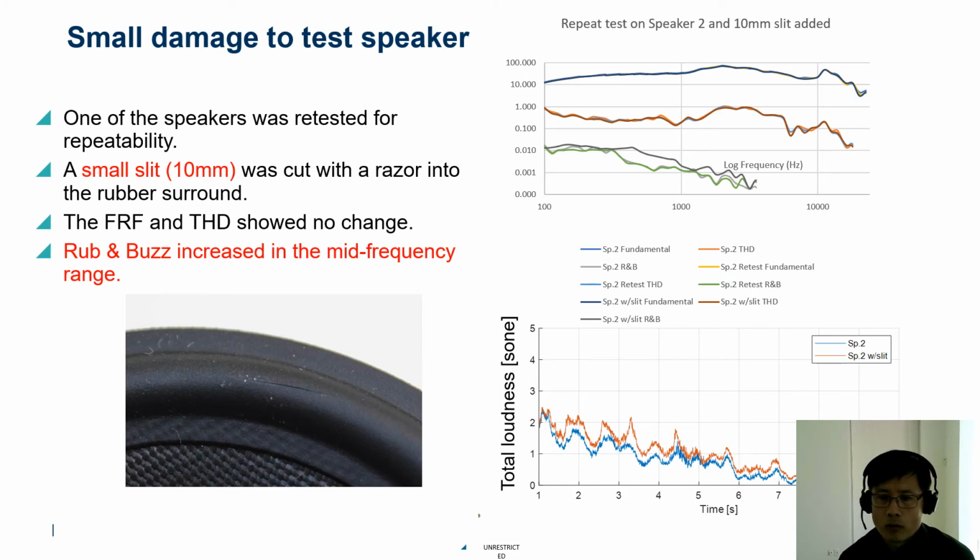In the lower right corner, we have displayed the overall loudness as a function of time, which we call the total loudness versus time function. If we compare loudspeaker 2 and loudspeaker 2 with the slit, there is a clear increase in loudness with the slit. So this shows the potential of a loudness metric. This is also because the loudness metric is actually related to how we perceive the sound.